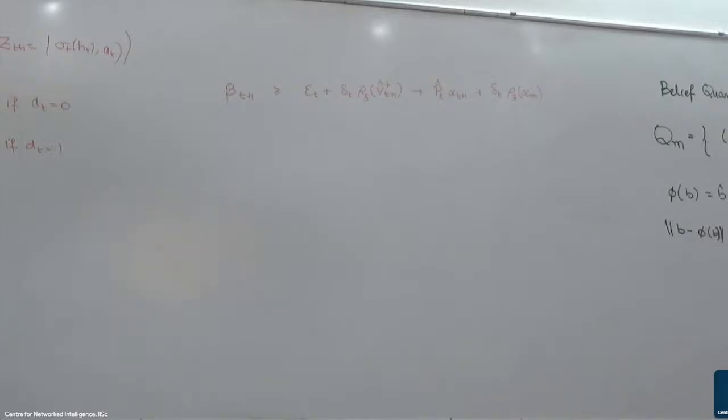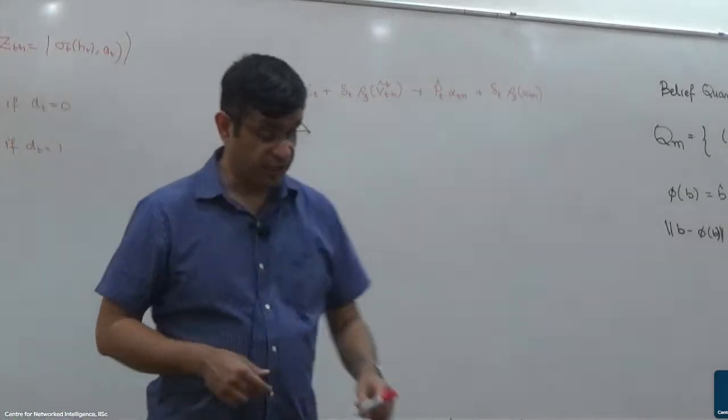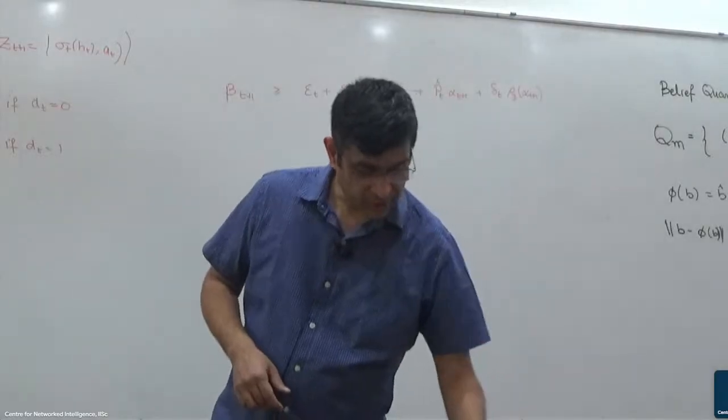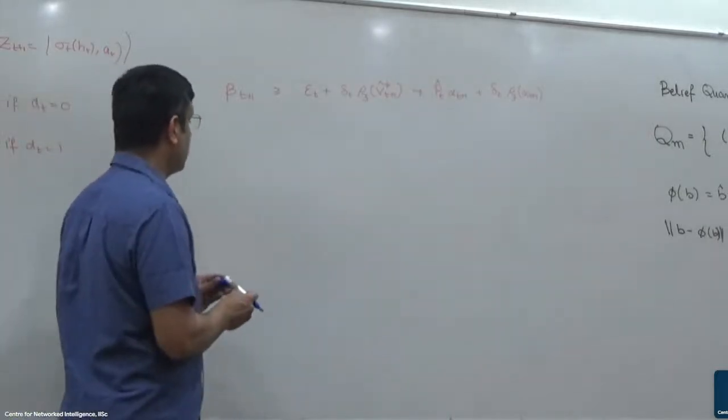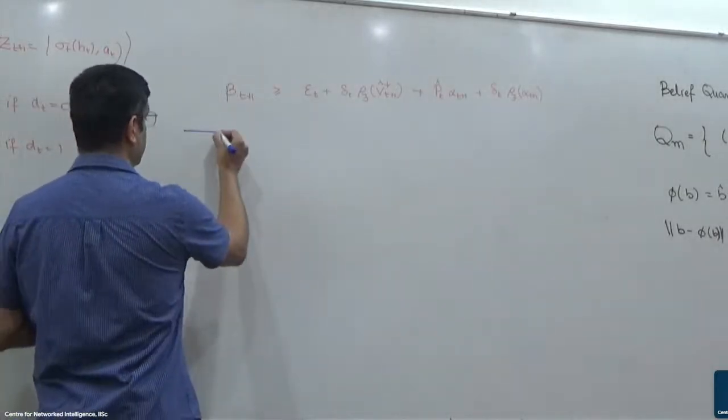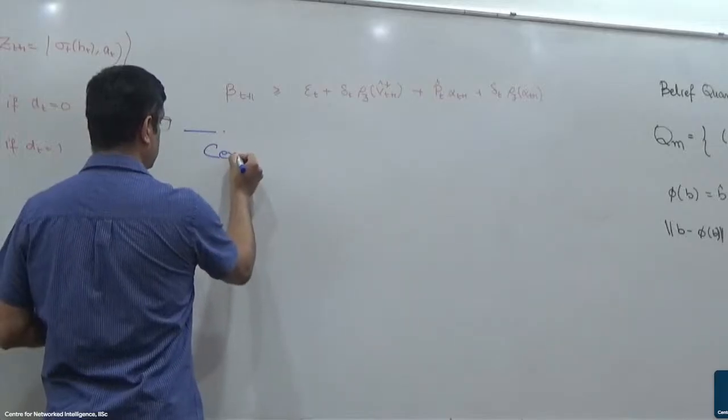Okay, so this more or less completes what I wanted to say about approximate information state. Let me explain what I will try to do tomorrow. The type of approximation that we are doing here can be thought of as what in the control literature is sometimes called certainty equivalence.